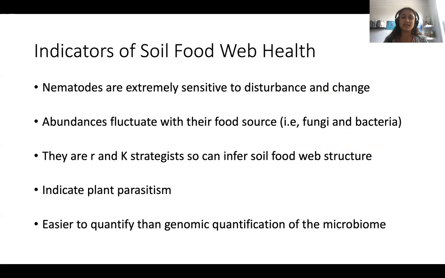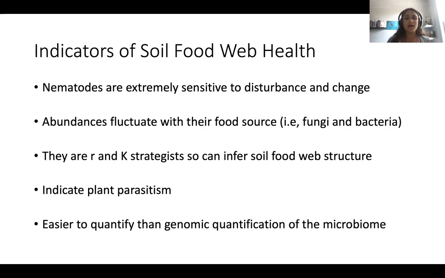Whereas if you have a certain piece of organic matter that's really hard to decompose, you're going to see more fungi decomposing a more recalcitrant piece of organic matter. And then that abundance of fungi is going to create a greater abundance of fungivores as opposed to bacterivores. So they really fluctuate with their food source, and it's a great way to infer how decomposition is happening within the soil food web in a particular system.